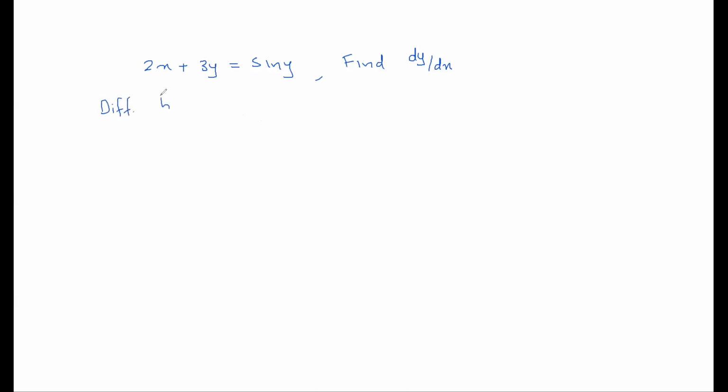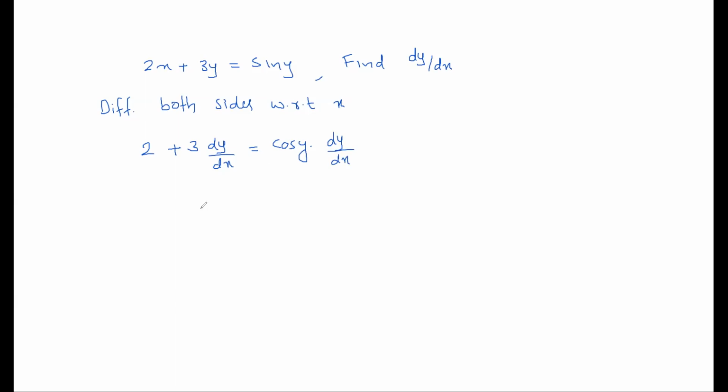So differentiate both sides with respect to x. So 2 into derivative of x is 1 plus 3 into derivative of y is dy by dx. On the right side, sin y, this is of the form sin x. Sin x का derivative cos x है, so it is cos y. बट x के जगह हमने कंसिडर किया था y, उसका डेरिवेटिव से मल्टीप्लाई करना, cos y into dy by dx.